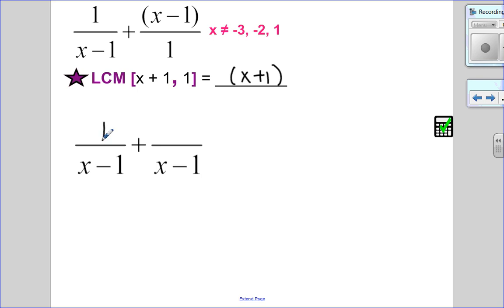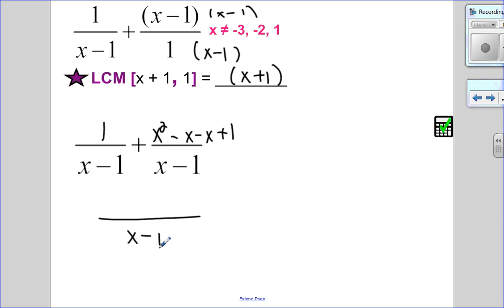The first fraction already has a denominator, so the numerator stays the same. In the second fraction, I will multiply top and bottom by x minus 1 to be fair. So x minus 1 times x minus 1, x squared minus x minus x plus 1. So now I'm ready to combine it as one fraction with the common denominator. So I'm going to have x squared minus 2x, and 1 and 1 is 2. Because that can't be factored any further, that would be my final answer.